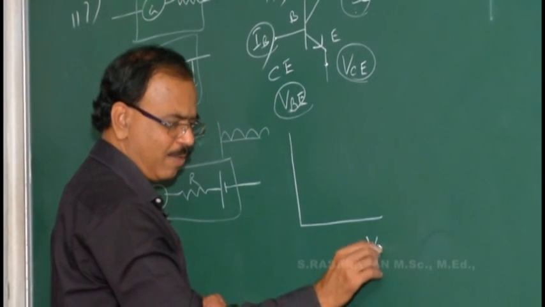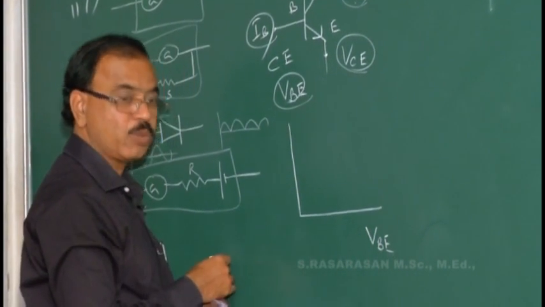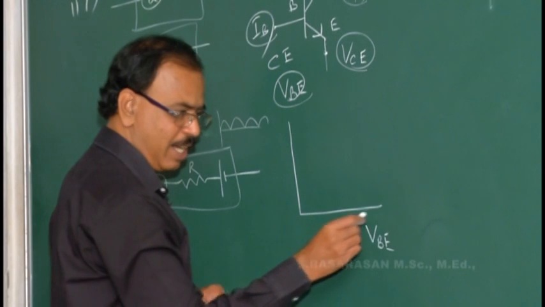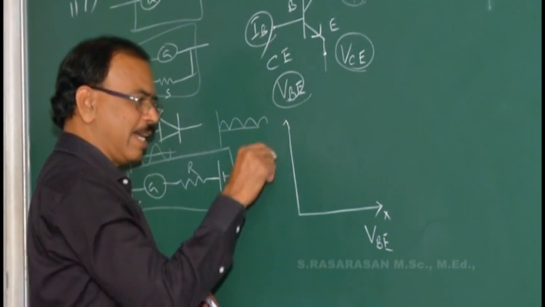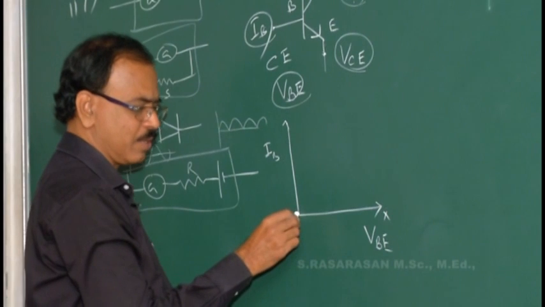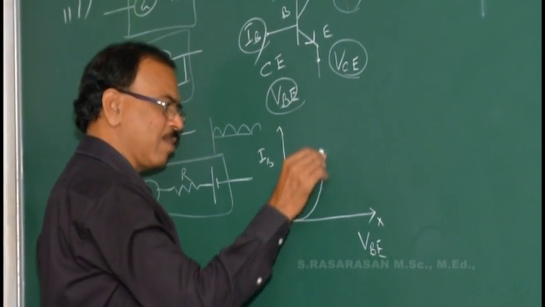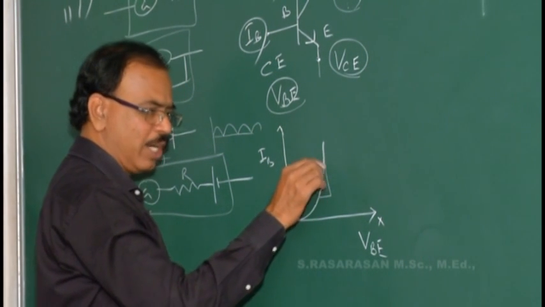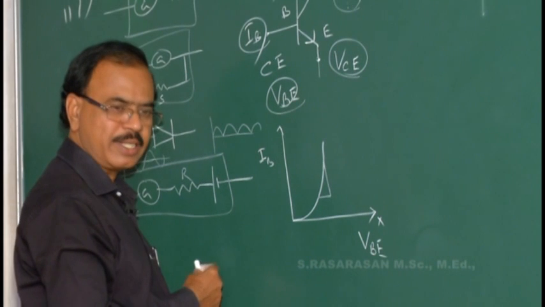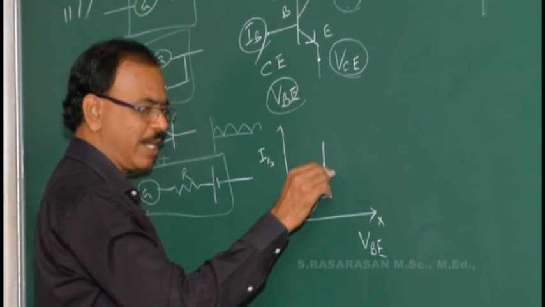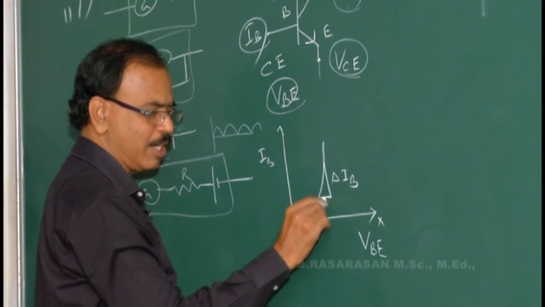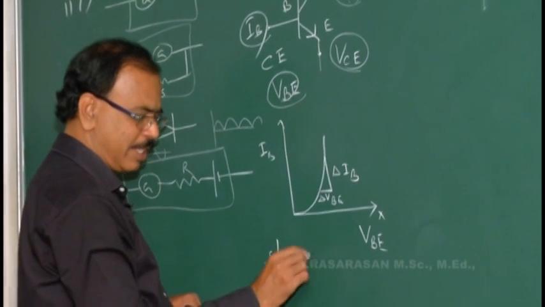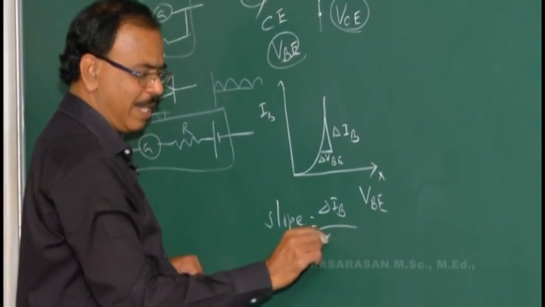So draw the input characteristics. The independent variable is the voltage VBE. Only if voltage is given will current come; if current is given, voltage will not come in a transistor. So voltage is taken along the x axis and current IB is taken along the y axis. If we plot the graph, the input characteristic curve comes like this. And if you take the slope, as already insisted many times, slope is tan theta. Tan theta is opposite side by adjacent side, delta IB by delta VBE. So the slope of this characteristic curve is nothing but delta IB by delta VBE.